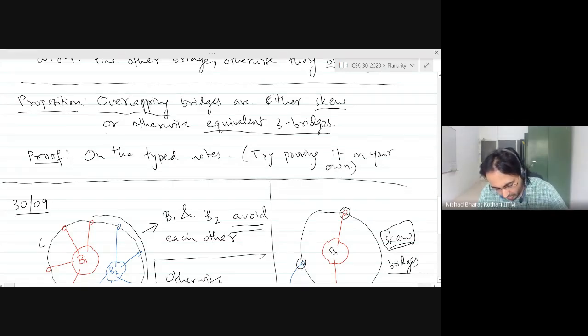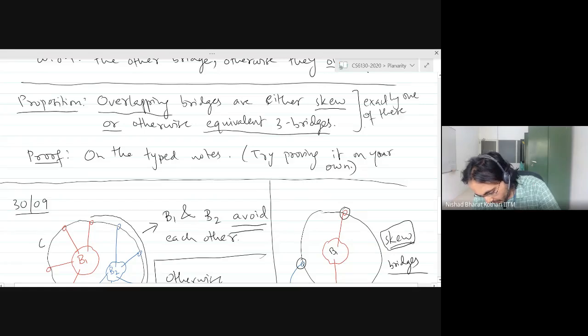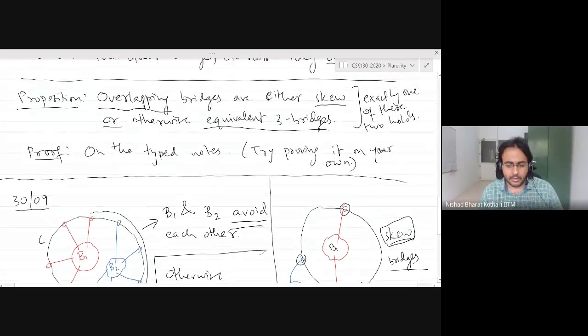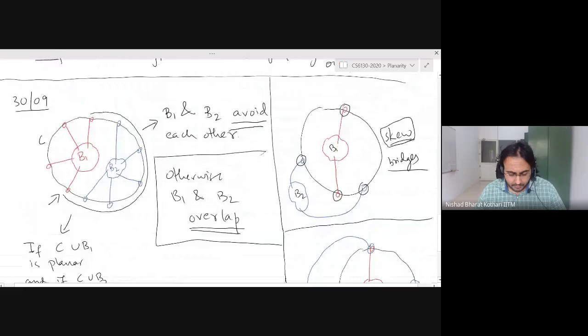Remember, this is either or. It could also be both. The bridges could be skew. No, they can't be both, sorry, because equivalent three bridges cannot be skew. Okay, that's fine. Exactly one of these two holds. Are there any questions? I'm not proving it, but it's going to be in the typed notes and it's not a difficult proof. But hopefully the content of the proposition is clear.